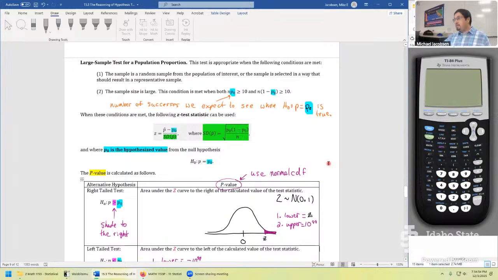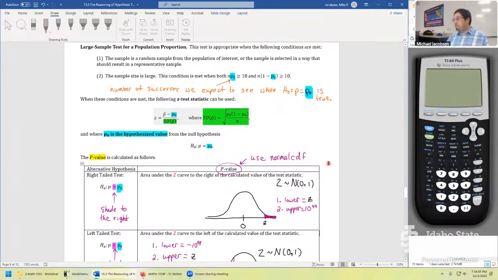So this is the refresher on the methods. Any questions at all, folks, before we jump into our next problem?